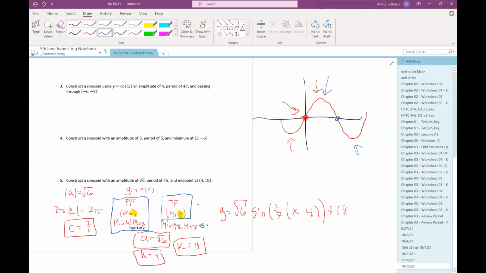So how do you determine if you're using 0, 0 or 0, 1? Well, it depends on whether I want to use sine or cosine, and that's determined by the type of point that I have. If I want to use a midpoint, I'm going to use sine. If I want to use a maximum or minimum, I'm going to use cosine. For sine, the parent function point is 0, 0, and for cosine, the parent function point that you use is 0, 1.